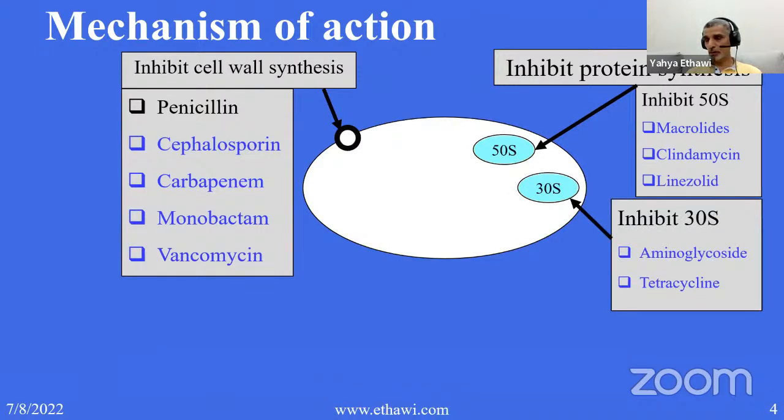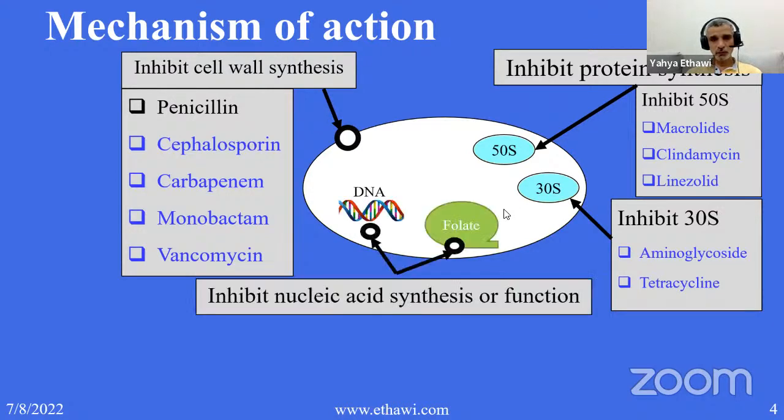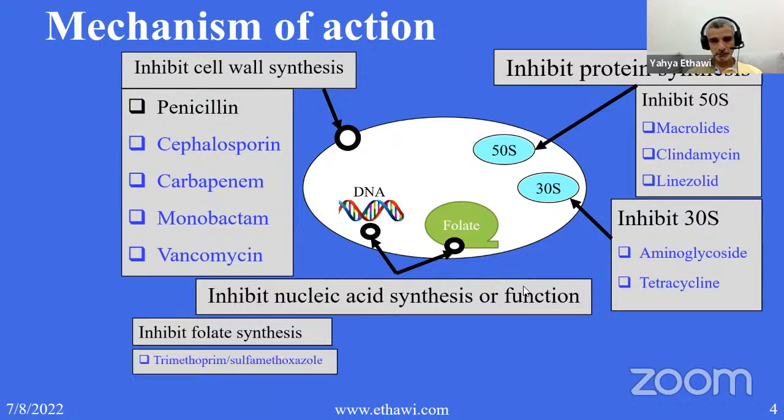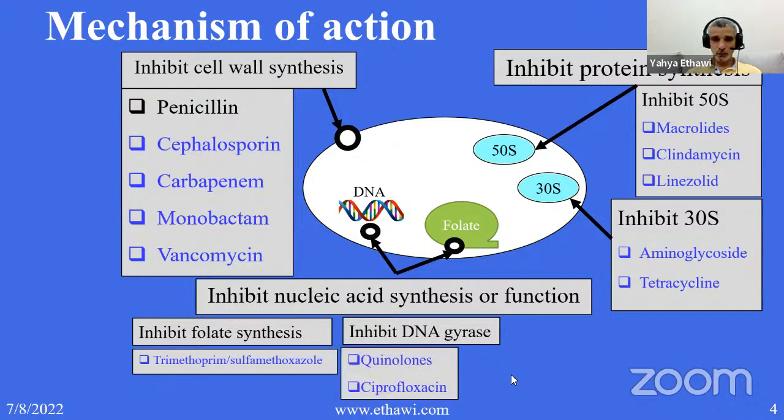Some inhibit 30S subunit. Examples are aminoglycoside and tetracycline. Some of them interfere with the synthesis of nucleic acid and function. An example is either inhibit the folate, an example on that is trimethoprim sulfamethoxazole, or inhibit the DNA gyrase, an example on that is the quinolones and ciprofloxacin.